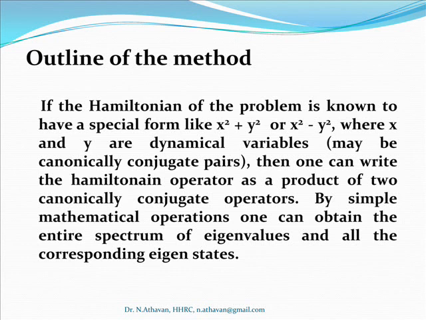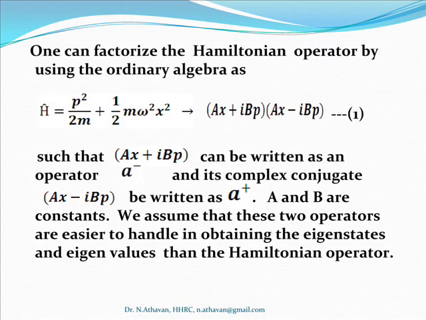If the Hamiltonian of the problem is known to have a special form like x square plus y square or x square minus y square, where x and y are dynamical variables, they may be canonically conjugate pairs, then one can write the Hamiltonian operator as a product of two canonically conjugate operators. By simple mathematical operations, one can obtain the entire spectrum of eigenvalues and all the corresponding eigenstates.